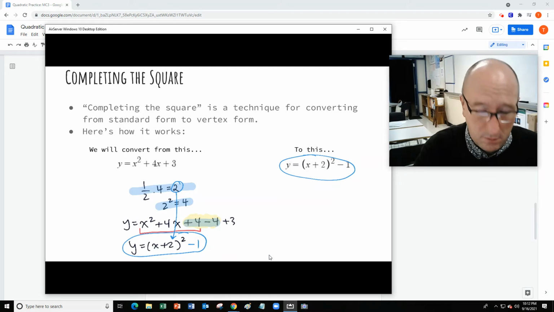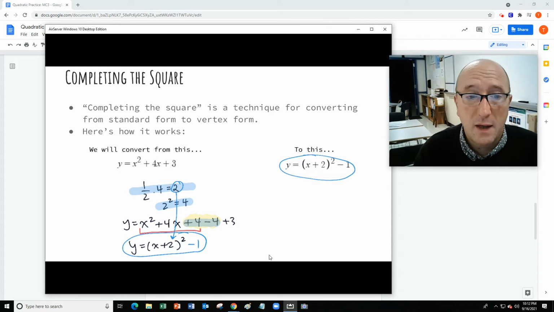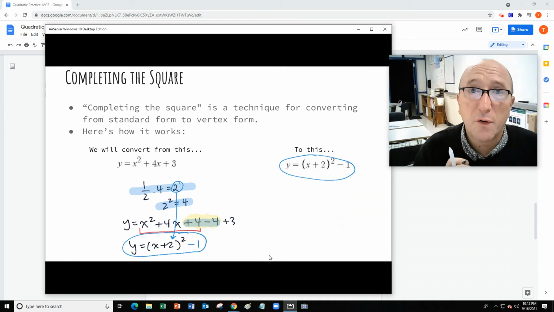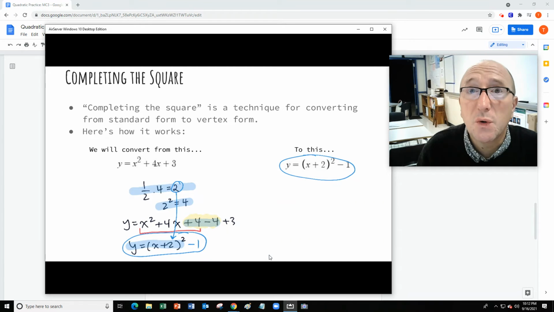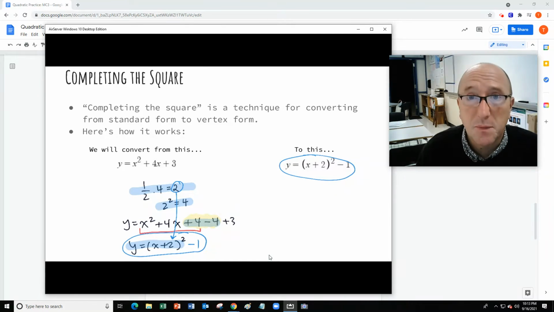And once you do that, the first 3 terms of that polynomial will be a perfect square. And you can write that perfect square in this way, using that number 2 that we got when we took 1/2 of 4. And then you clean up this piece here, the minus 4 and whatever the constant term is. The minus 4 plus 3, and that gives us minus 1. So that's your first example.